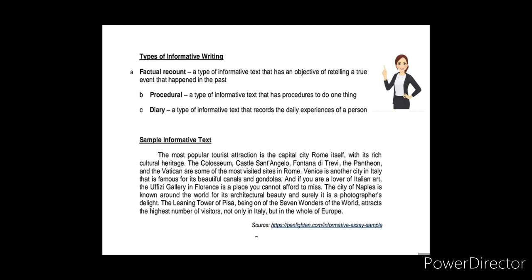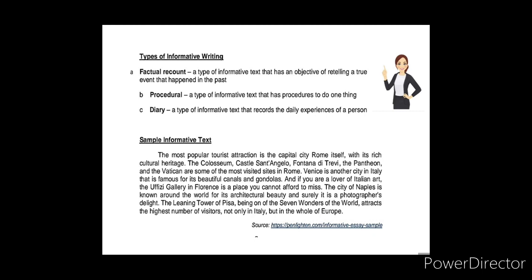So there are three types of informative writing. We have the factual recount, so it just retells a true event that happened in the past or something to do with our history. The other is procedural, or it just explains procedures or what to do in a certain thing. For example, how to cook chicken adobo, how to propagate plants, how to answer modules properly, how to have a good study habit. So that is under procedural. And the last one is diary. So it just records the daily experiences of a person.